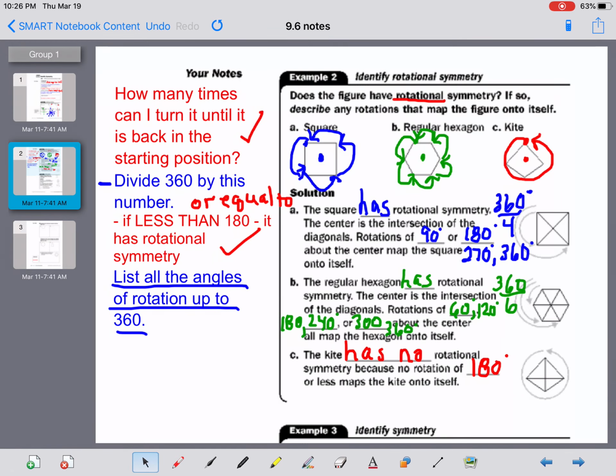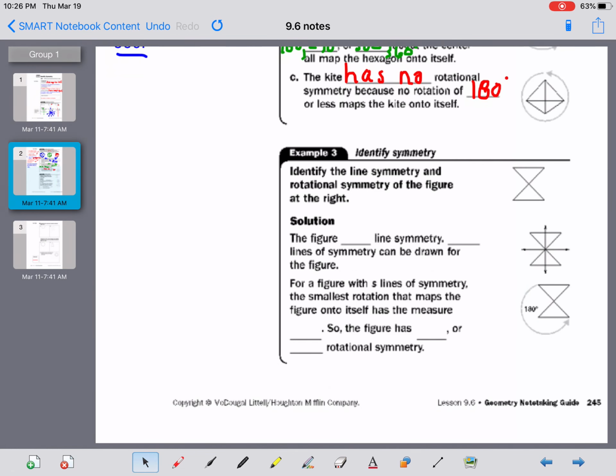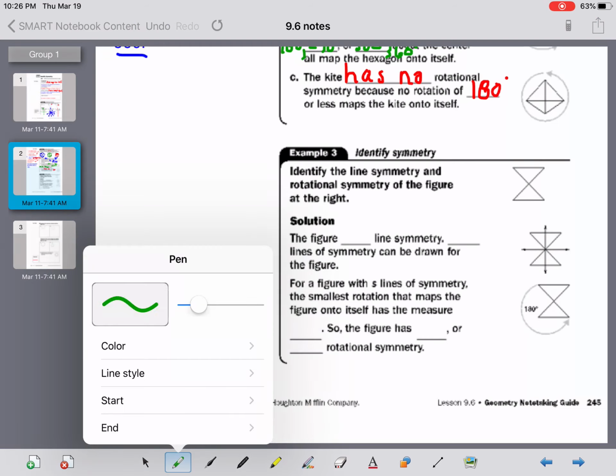So let's move down here to example 3. And this one's going to do a little mixing of my line symmetry with my rotational symmetry. So we're going to start with the line symmetry. When I look at this, it says how many lines of symmetry can I draw through this figure?